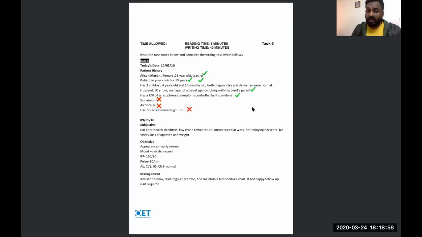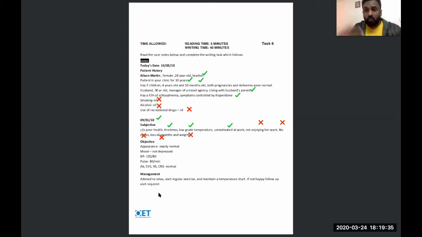Then let's go to the events, where exactly it started. The first event you can see is 9/1/2010. The subjective data: the patient came with complaints, so you can write that on the first visit of 9/1/2010, the patient complained of poor health, tiredness, low grade temperature, and being unmotivated at work, not enjoying work. Unmotivated and not enjoying work are the same, so you can take any one. Then you have no stress, loss of appetite, and weight loss. It doesn't say the patient had stress or loss of appetite, so we don't need this information. For the second paragraph, we'll take these 4 pieces of information.